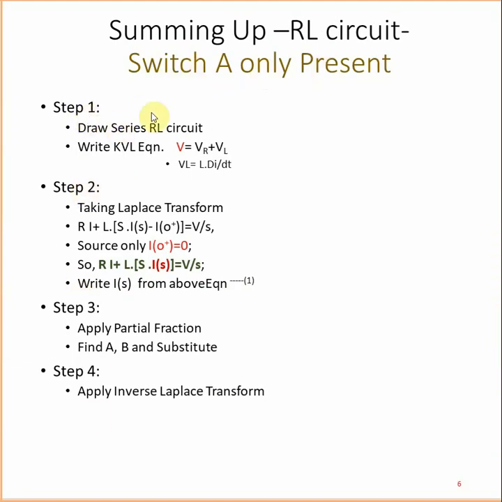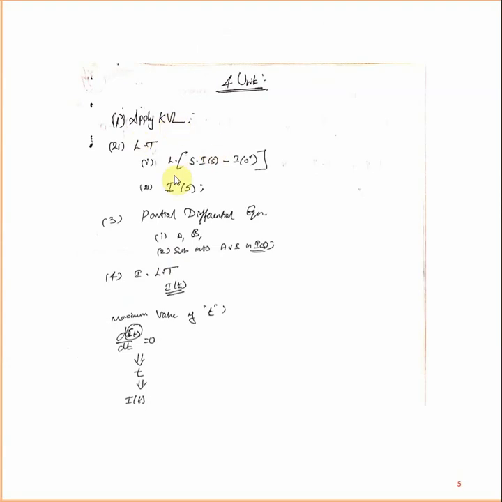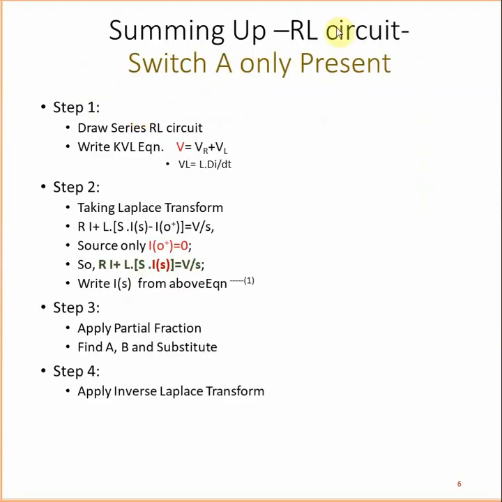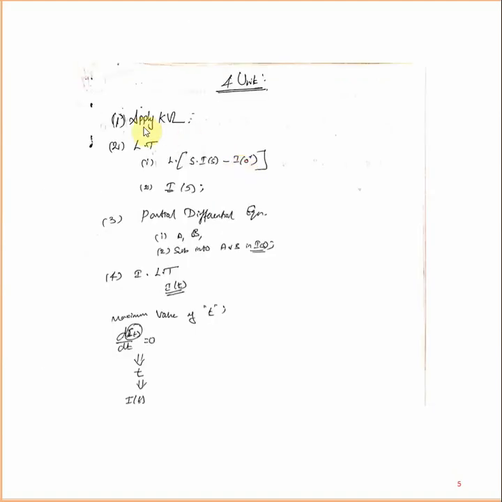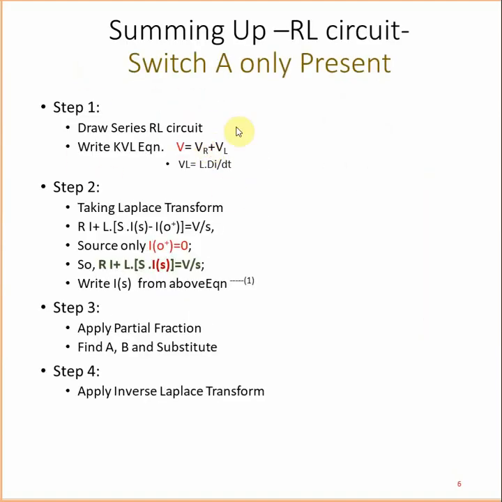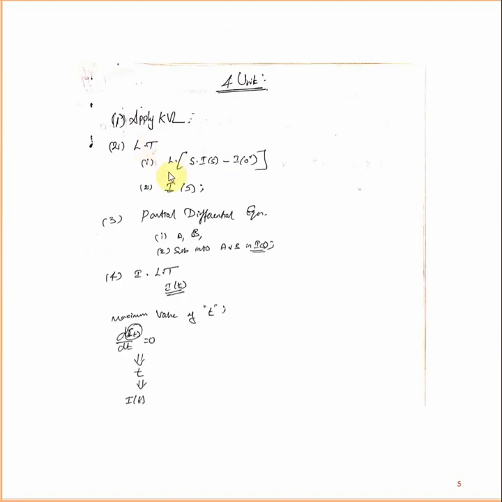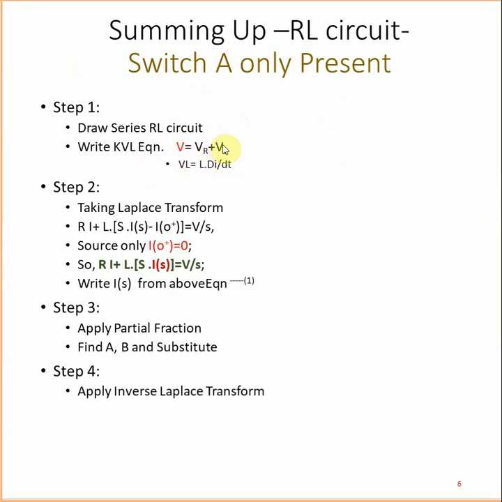Draw that circuit and apply KVL. What are the 4 steps? The first step is KVL, which you will apply to the RL circuit, for example VR plus VL. You know that familiarly. Then what is the second step? Laplace transform. You will apply the Laplace transform in the circuit, where only switch A is present. Keep that in mind.